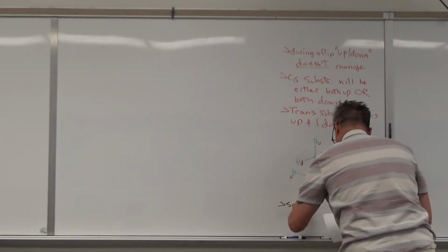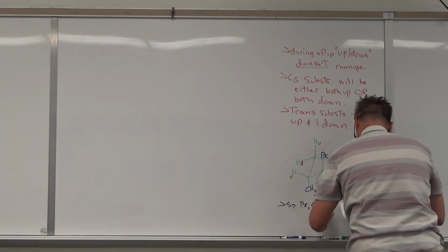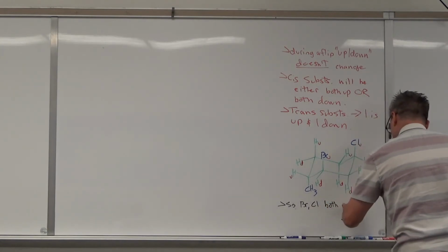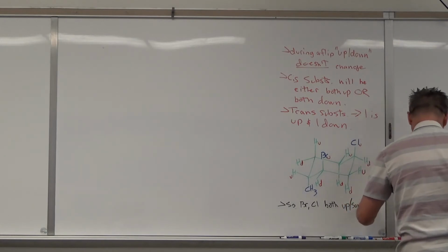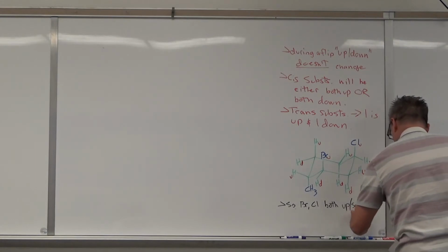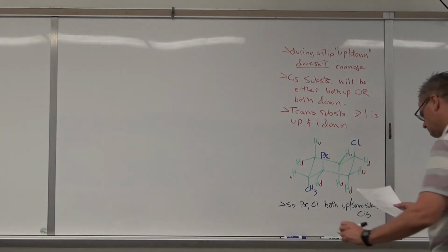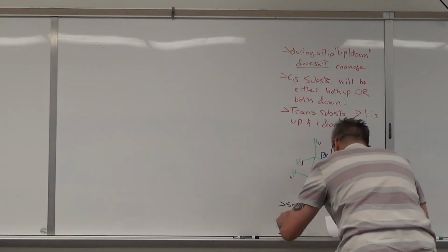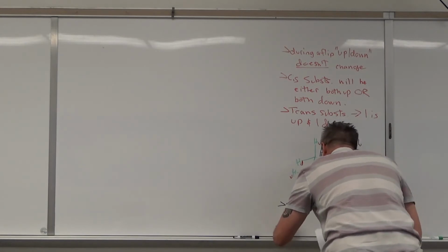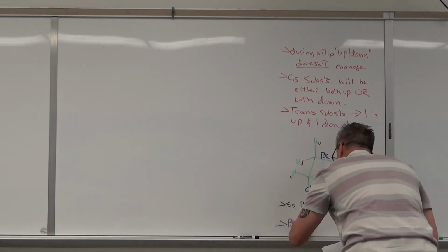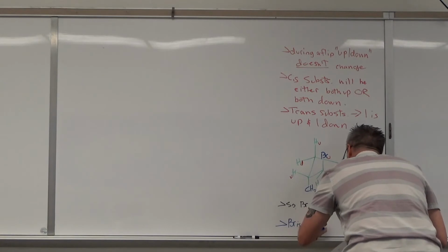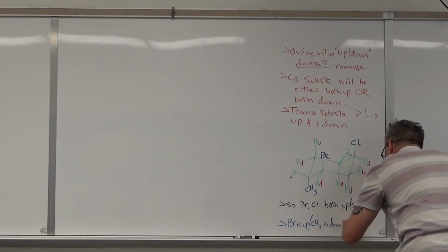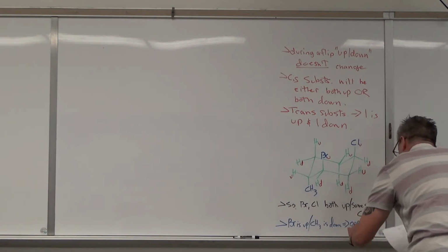So Br and chlorine are both up. Same side. Cis. Bromine is up. CH3 is down. So opposite sides. Trans.